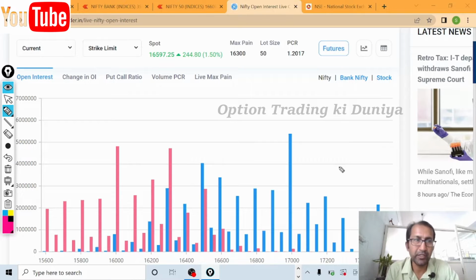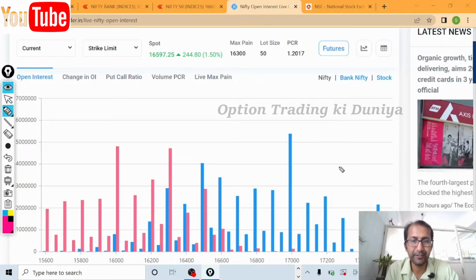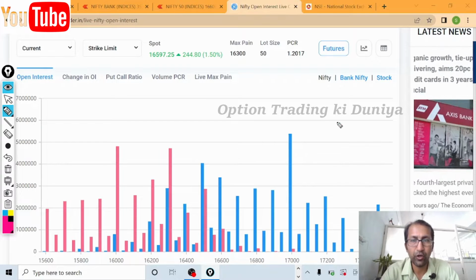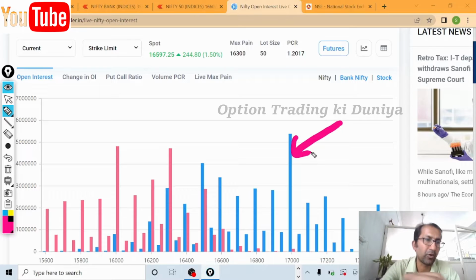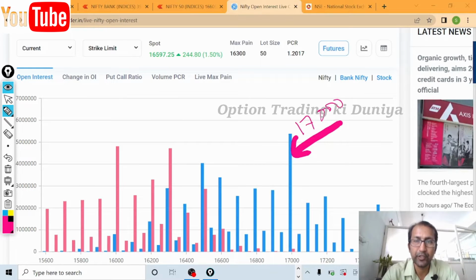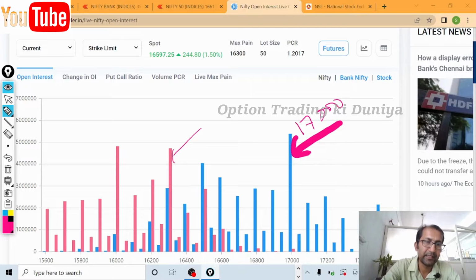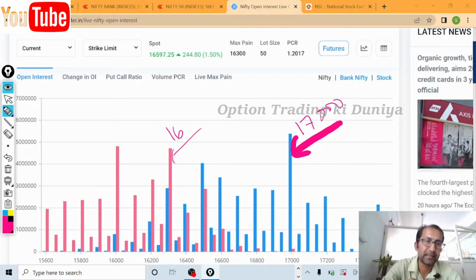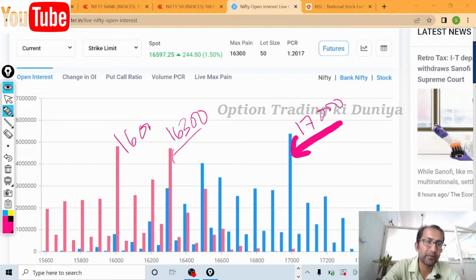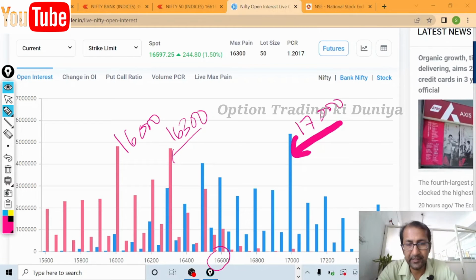So now let me come to the Nifty open interest analysis first. Now the highest call build-up is around 17,000. So you can see highest call build-up. Highest put is somewhere distributed at 16,300 and also at 16,000. So currently Nifty is almost around 16,600.